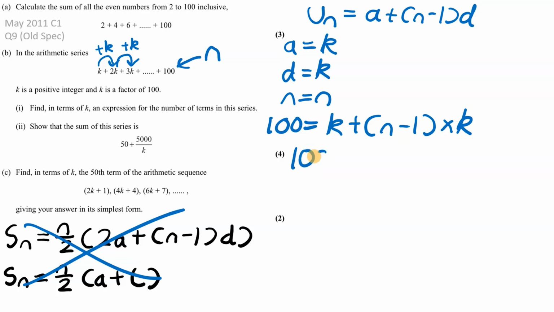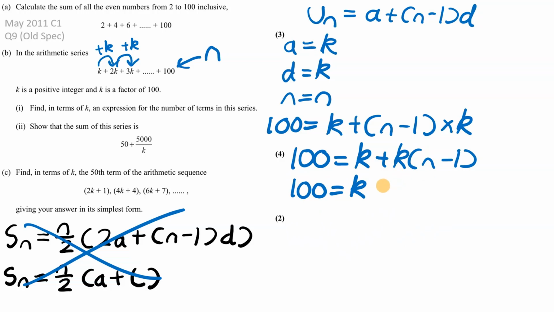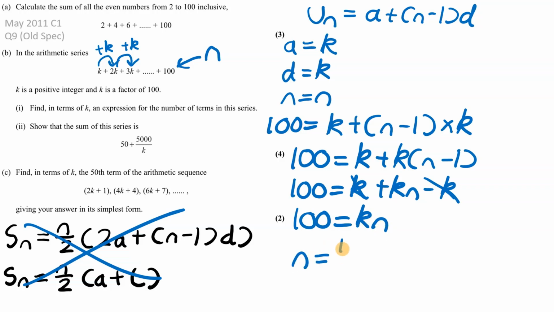So let's quickly rewrite this as 100 is equal to k plus, and then move this k to the front, so it's k(n minus 1). So let's find the value of n. This is going to be 100 is equal to k, and then k times n is kn, and then k times minus 1 is minus k. This k will cancel out with this minus k to leave us with 100 is equal to kn, and then divide both sides by k, so we get n is equal to 100 over k.